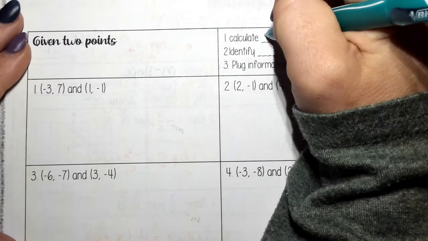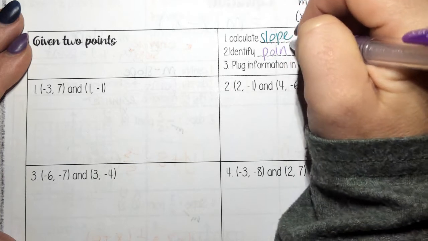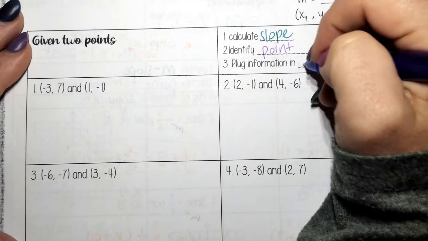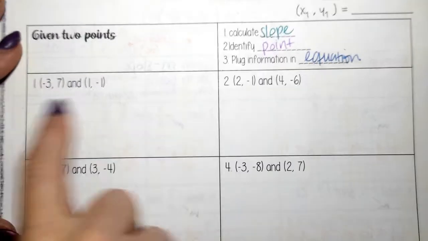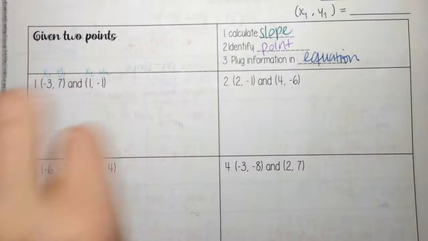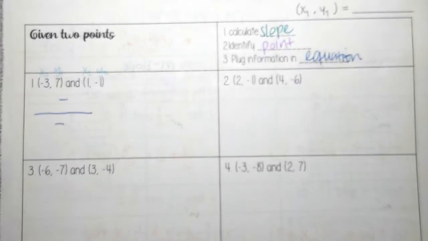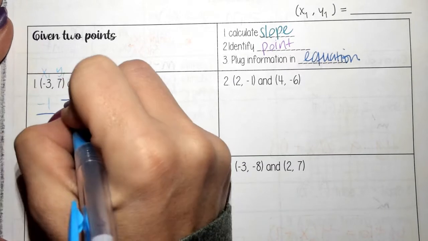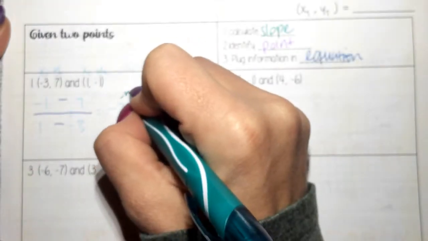Given 2 points, I'm going to do the exact same thing. I'm going to calculate my slope, use one of those points, identify the point, plug the information into the equation. So this is x1, y1, x2, y2. I've got negative 1 minus 7, 1 minus negative 3, and that is negative 2. So my m is negative 2.